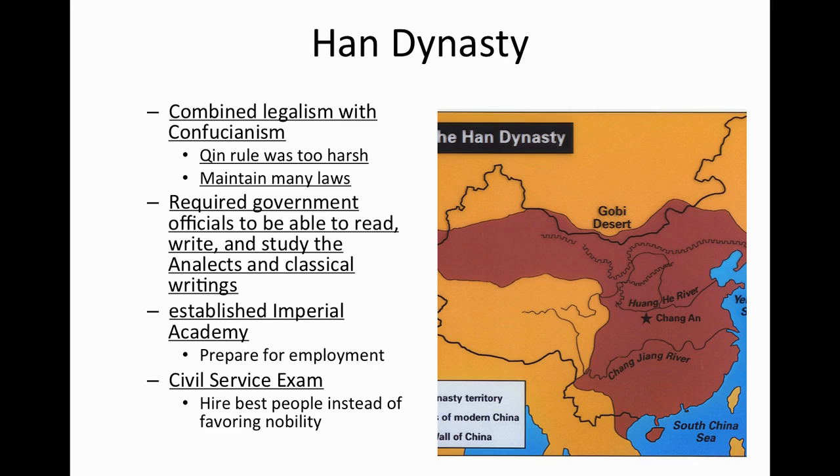All right, the Han Dynasty, they are going to combine legalism with Confucianism. They believe the Qin rule was too harsh, with too many laws. They're going to continue the idea of meritocracy. They're going to establish an academy to educate and prepare people for the government, and they're going to institute that civil service exam, right? And they needed people to really understand and read the Analects and the classics.